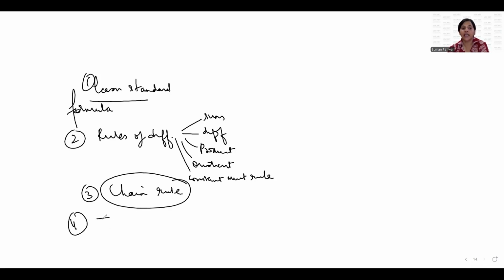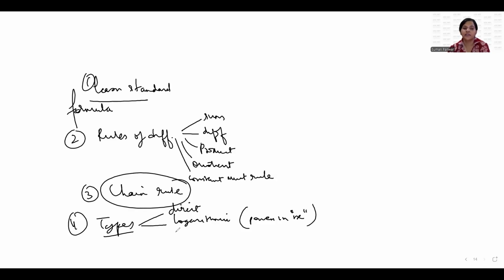Fourth, types of differentiation: direct, logarithmic. When do we do logarithmic differentiation? When powers are in x. Then parametric, and higher order derivatives. So for UGC NET JRF, if you know this much, you will be able to sail through the questions on differentiation.